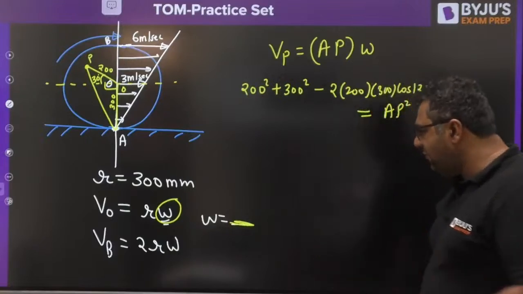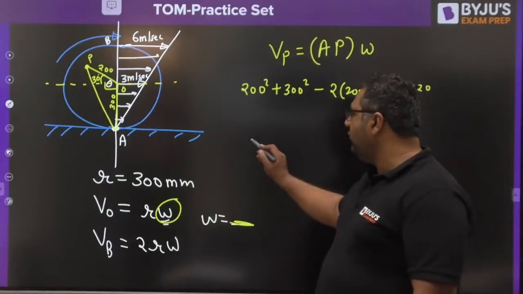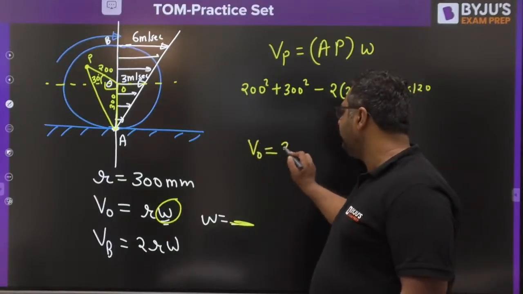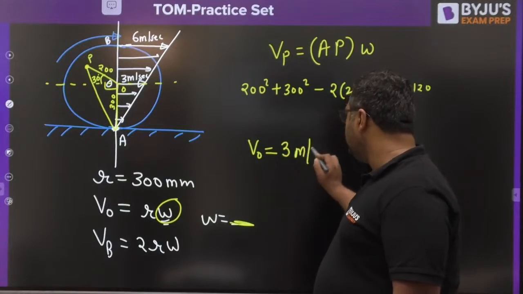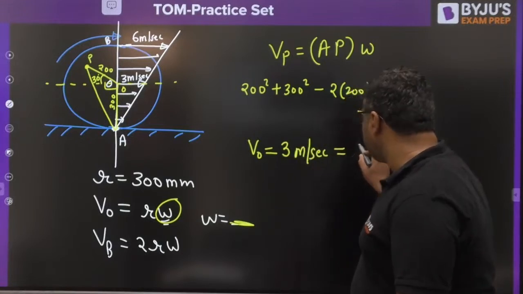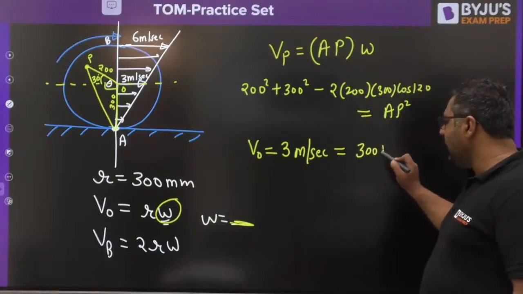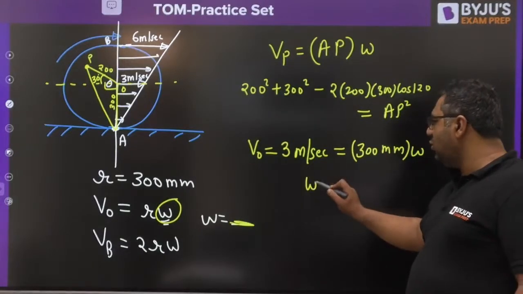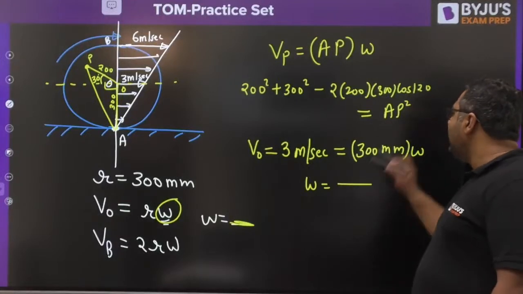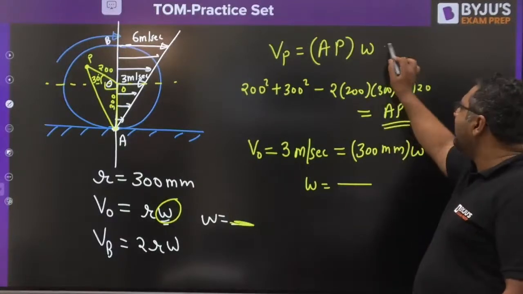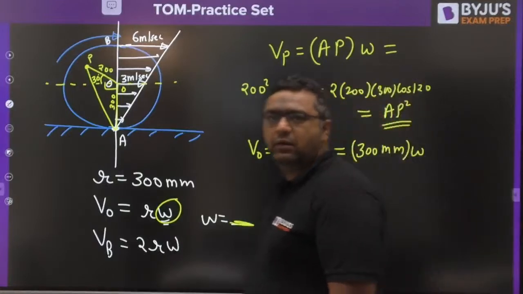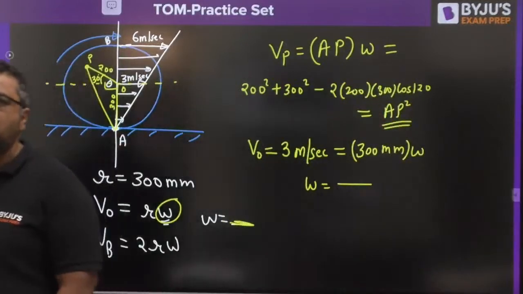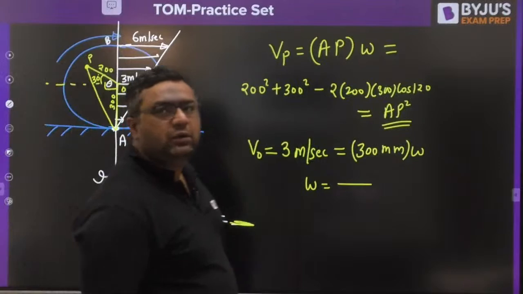I have given you everything required for this question. VO is given as 3 meter per second. You just need to keep it 300 mm and omega. You will be getting the omega. Find out AP from here and get the velocity from here. Very good, Piyush, Abhishek, very good.